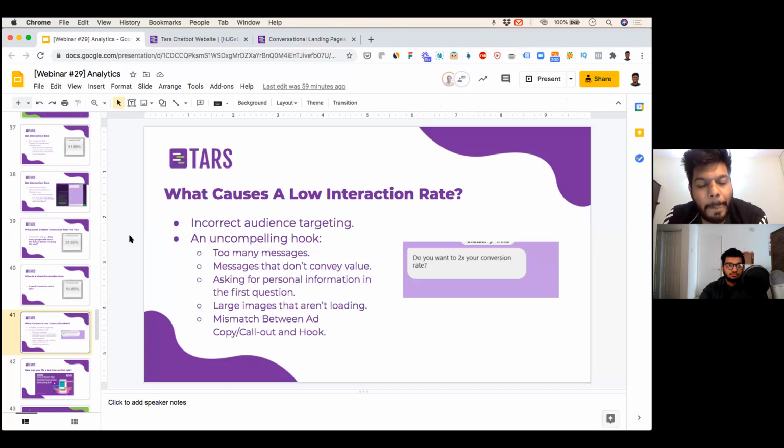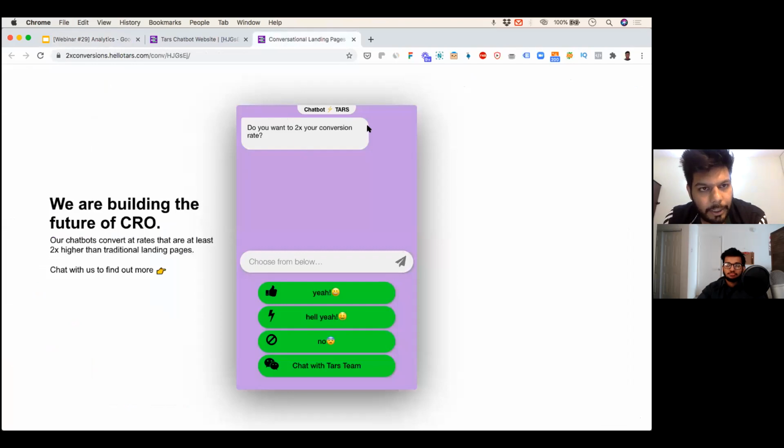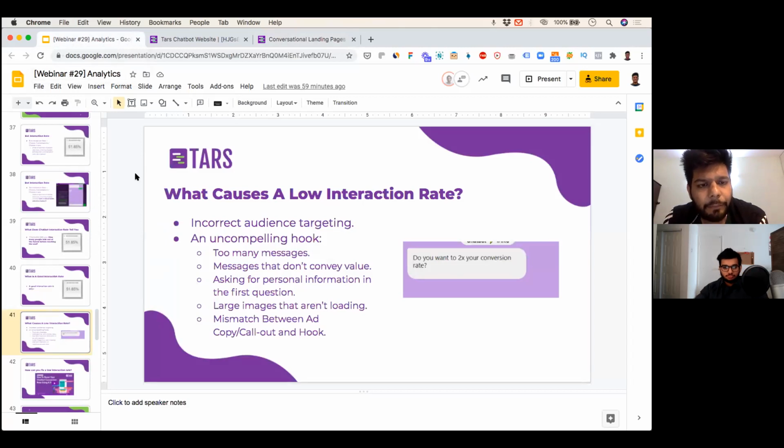The second reason as to why that happens is because the first message that the user sees, we call it a hook internally, doesn't align with the offering. For instance, if you're running a Google ad with a certain ad copy and a certain offering, and then once the user enters the chatbot, it seems totally different. Like if you were offering 50% off on your first sale in the Google ad campaign, and then once the person enters the chatbot, the messaging is totally different. That user came in with a certain expectation which is not realized at that moment, and they just drop off.